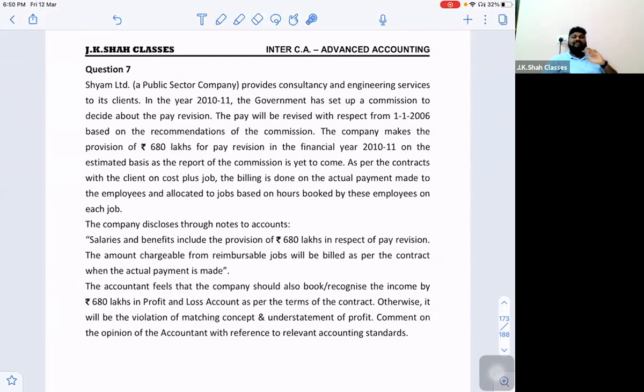Then we would have treated it as a contingent liability. First, individual angle. Tell like that, individual angle. Yes, sir. Yes, sir. Then it is a contingency. Yes, sir. Okay, sir. Got it, sir.